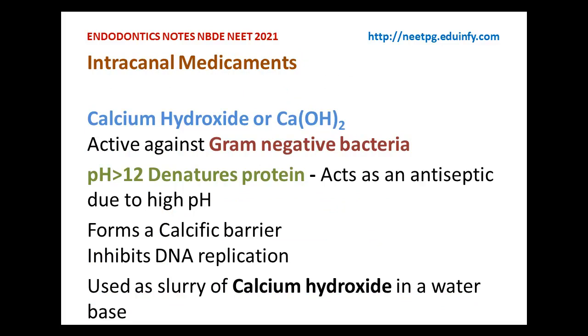So first is calcium hydroxide. It's active against gram-negative bacteria. The pH is greater than 12, it denatures protein. So it acts as an antiseptic due to high pH. It forms a calcific barrier. It inhibits DNA replication. A mix of calcium hydroxide and water is used as an intracanal medicament in RCT.